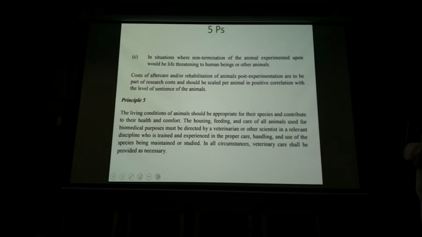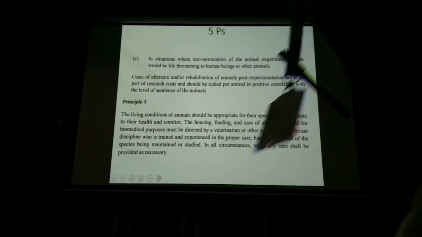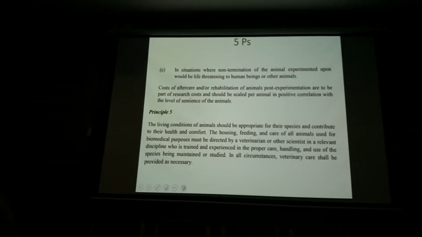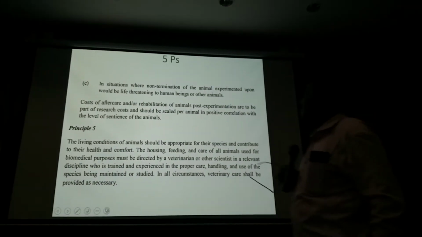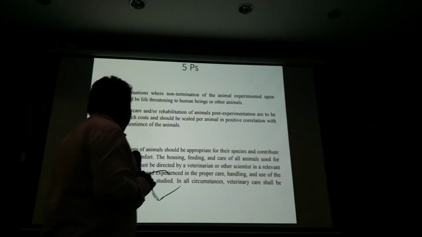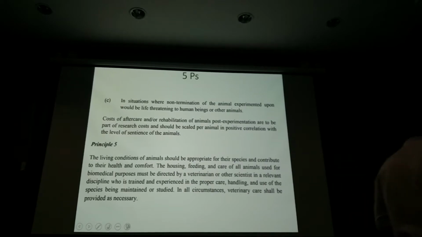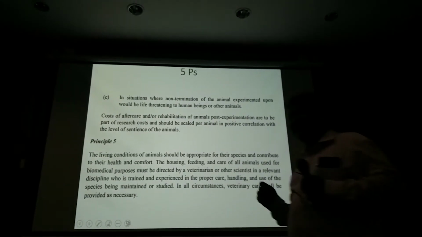Next, principle number 5: the living conditions of animals should be appropriate for the species and contribute to their health. The housing, feeding, and care of all animals used for biomedical purposes must be directed by a veterinarian or other scientist in a relevant discipline who is trained and experienced in the proper care, handling, and use of the species. Under the circumstances, veterinary care should be provided. And one more thing, all the animal experiments you are carrying out should be under veterinary supervision.